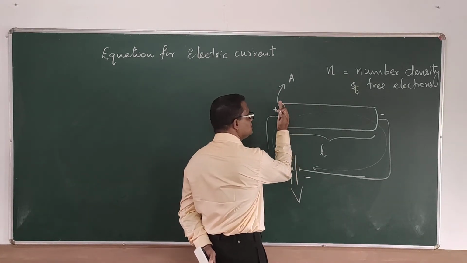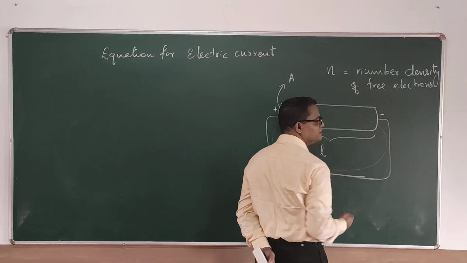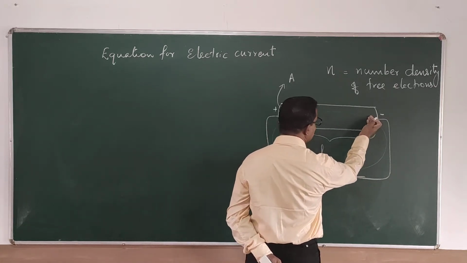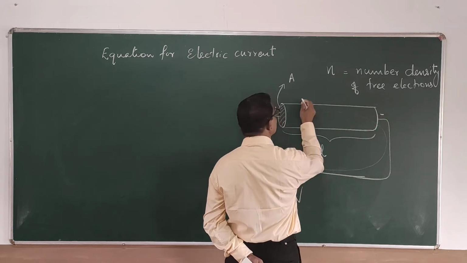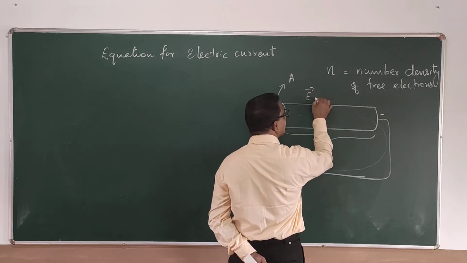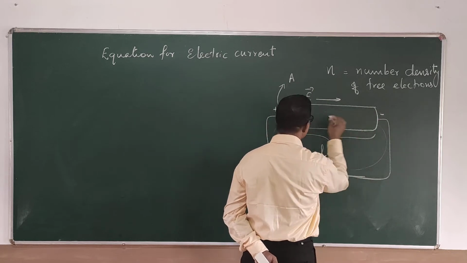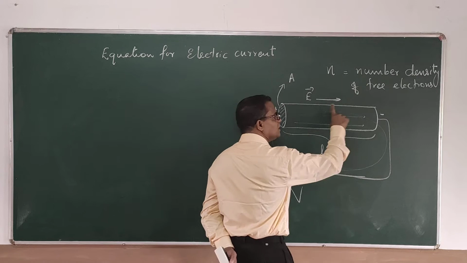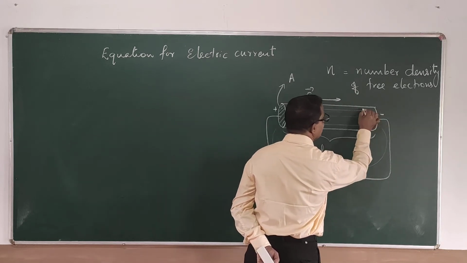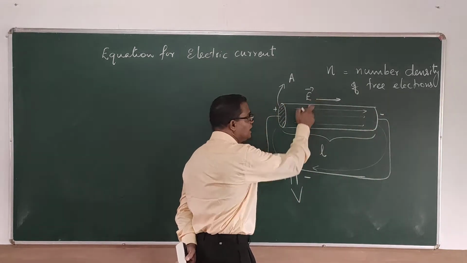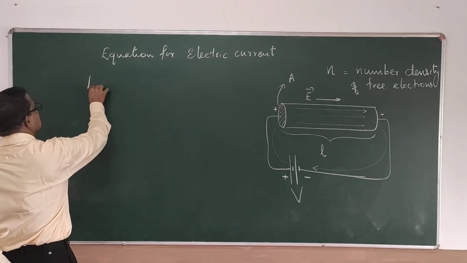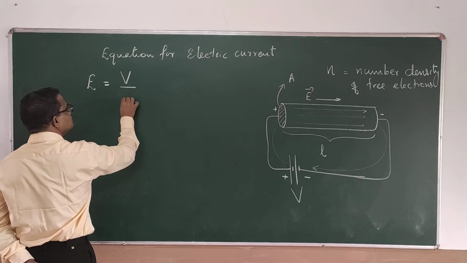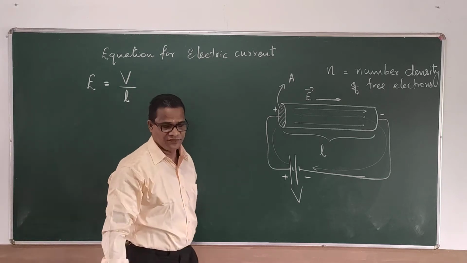Now when this plate is positive and this is negative, there exists an electric field between these two ends, and that field E will be acting in this direction. That means from the positive plate to the negative plate, there exists an electric field E. And that electric field E will be equal to the potential difference divided by the length of the conductor, we can say.